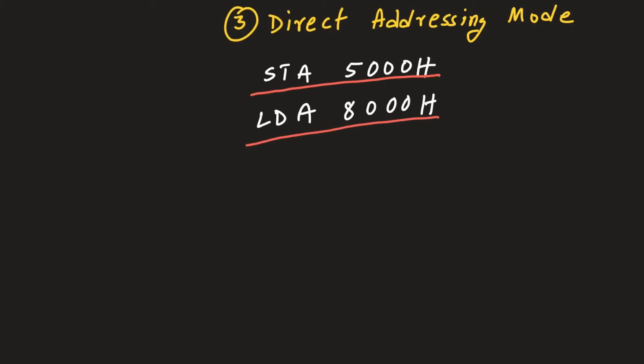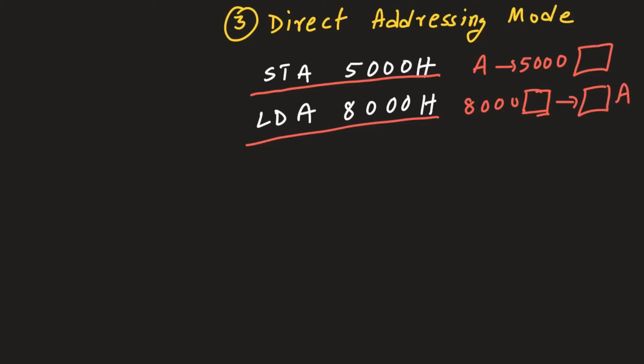The first instruction, STA 5000H, means that the content of the accumulator will be transferred to a memory location whose address is 5000. Similarly, LDA 8000 means the content of memory location 8000 will be transferred to the accumulator. In both the cases, the address of the data is mentioned.